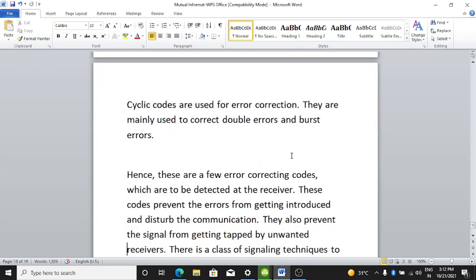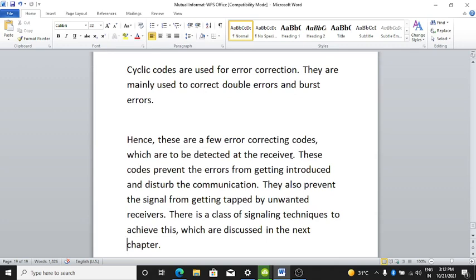Cyclic codes are used for error correction. They are mainly used to correct double errors and burst errors. Hence, these are a few error correcting codes which are to be detected at the receiver. These codes prevent errors from being introduced that disturb the communication. They also prevent the signal from being tapped by an unwanted receiver. There is a class of signaling techniques to achieve this, which are discussed in the next chapter.